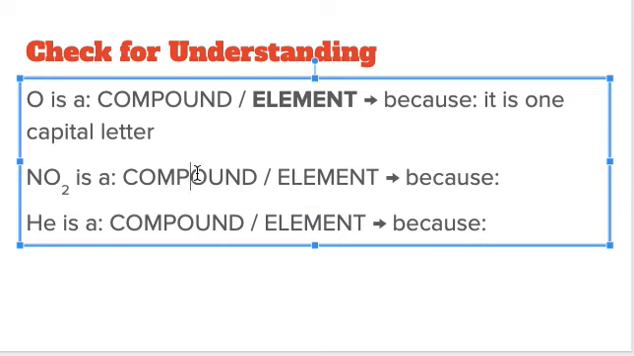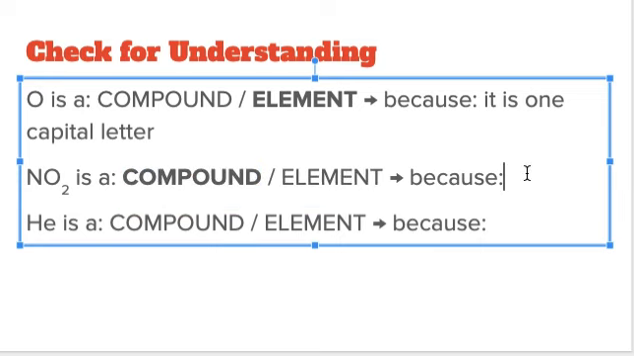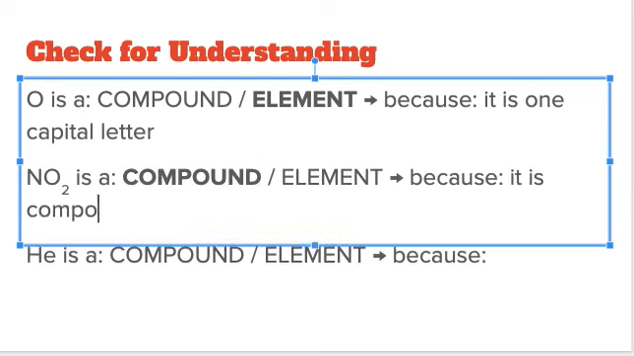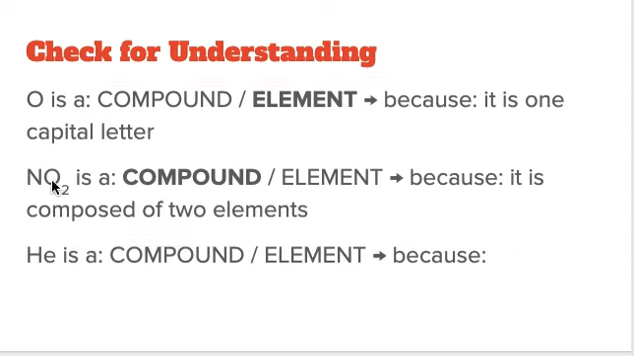NO2 is a compound because it is composed of two elements. Those two elements are nitrogen and oxygen.